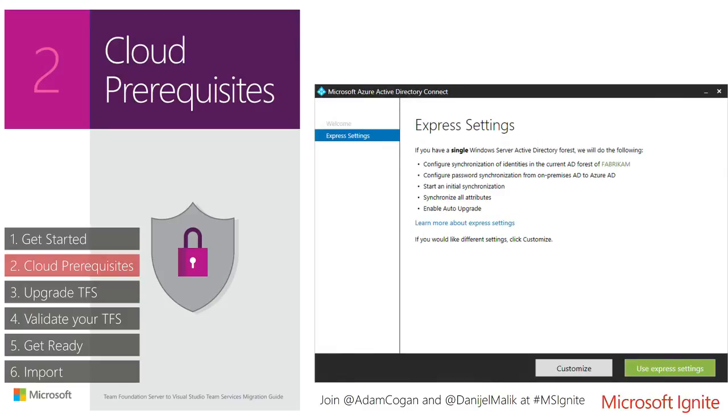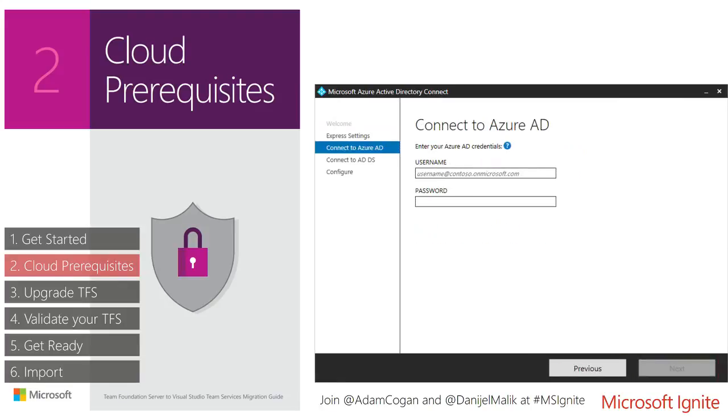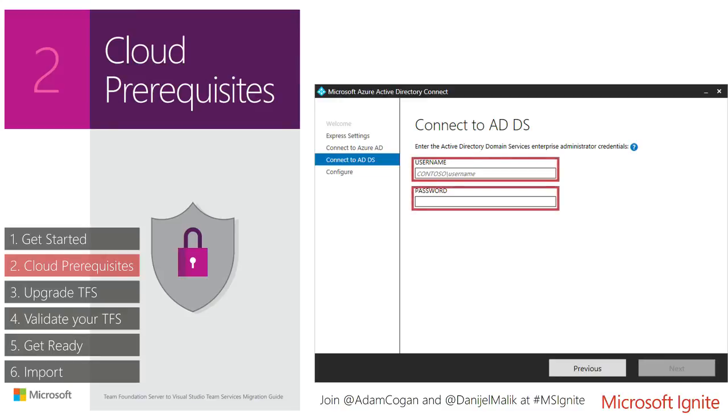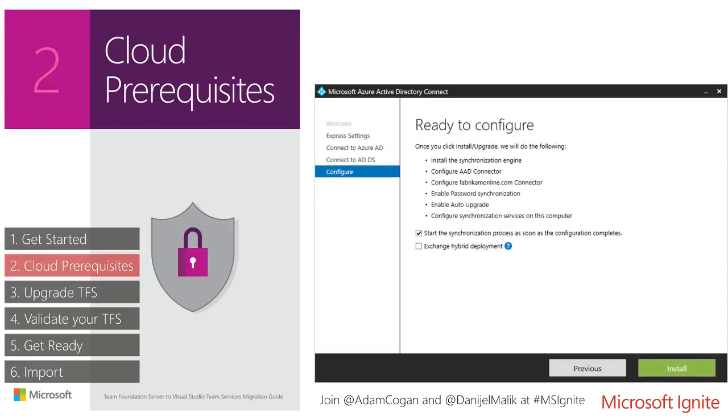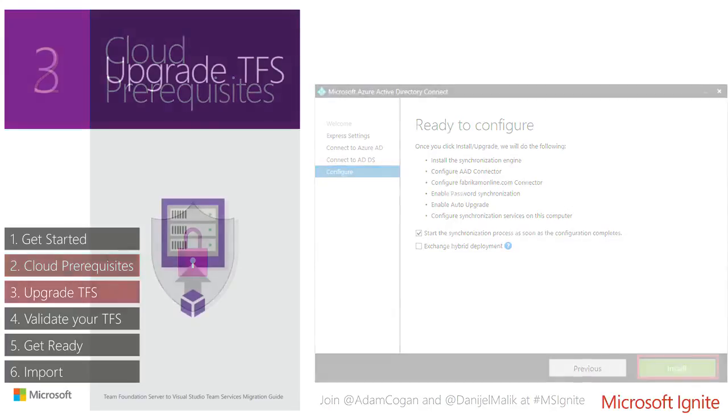He gets this guy. He clicks on this wizard. He goes, oh, hello. I'll use the express settings. That sounds easy. I'll give it our username for Azure AD, and I'll give it my DS. And so there's our domain services password. We go forward and we press install. Okay, so that part is done.